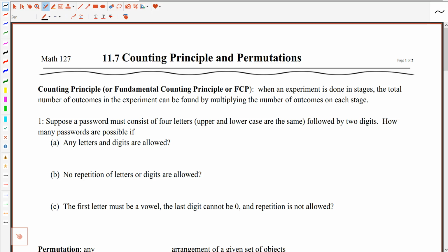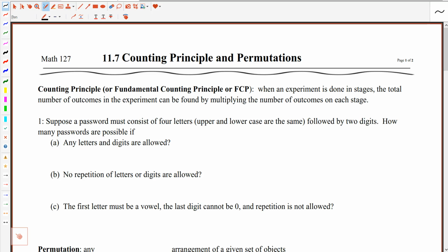So as a reminder, the counting principle, which is how it's referred to in your book, but in other texts it's called the fundamental counting principle, or abbreviated FCP. This is when an experiment is done in stages, and so the total number of outcomes in the experiment can be found by multiplying the number of outcomes on each stage. So for a lot of the questions that we're going to be answering in this particular section, we're not necessarily going to be finding a probability, we're just going to be finding counts of how many ways something can occur.